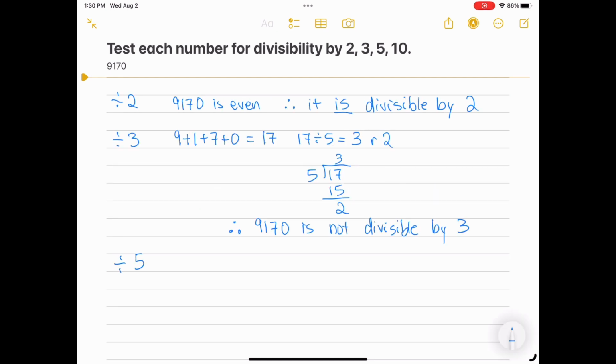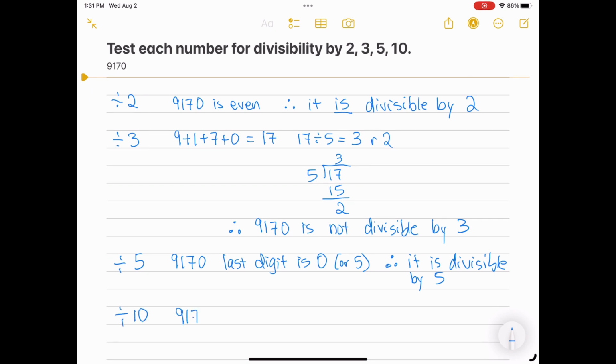To test if 9,170 is divisible by 5, we look at its last digit. If it is a 5 or a 0, it is divisible by 5. And in this case, 9,170 ends in 0, therefore it is divisible by 5. To test if a number is divisible by 10, if the last digit of that number ends in a 0, it is divisible by 10. And in this case, 9,170 does end in 0, therefore it is divisible by 10.